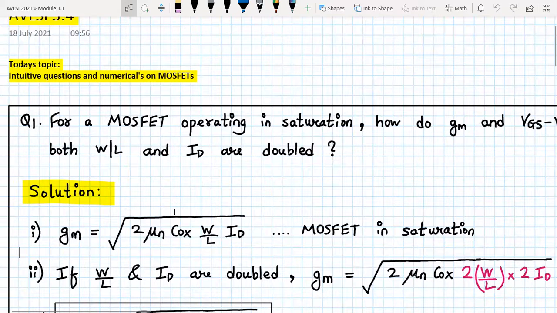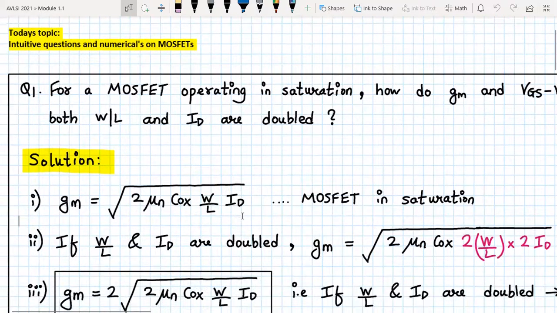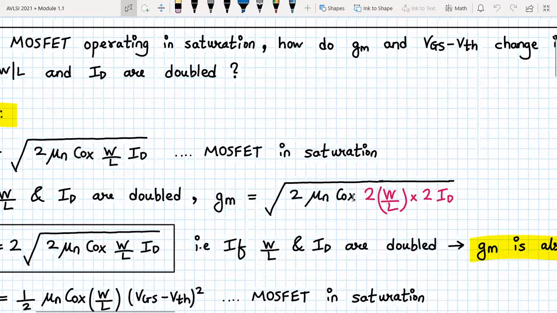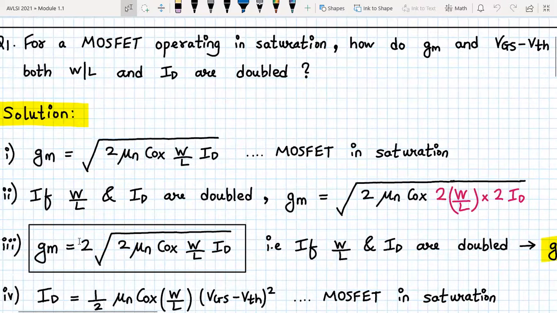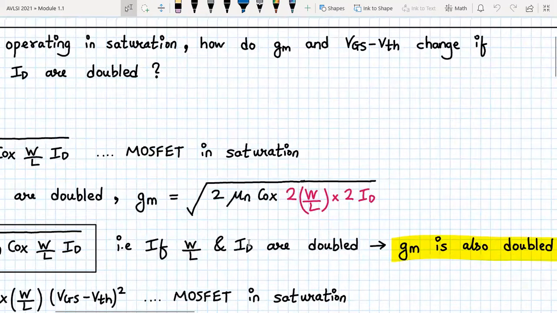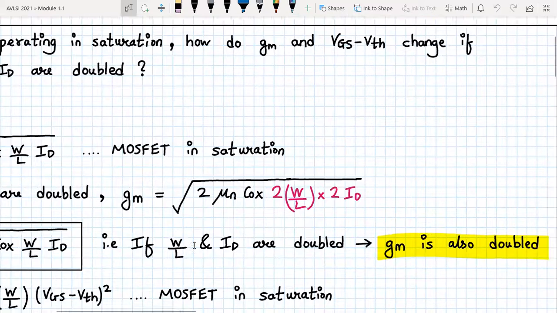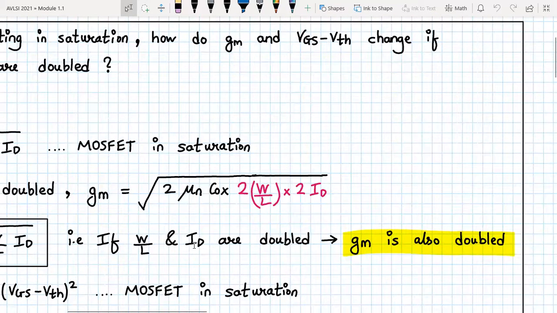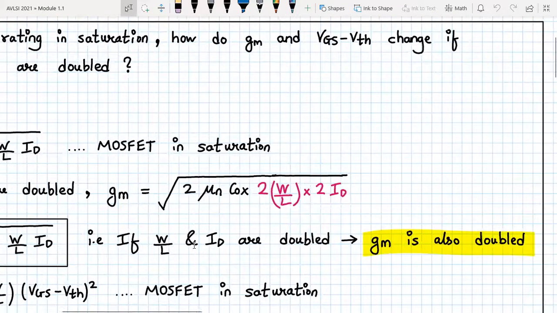if W by L and ID values are doubled? Now, the gm value in saturation is given by the formula square root of twice mu n Cox W by L into ID. So if both W by L and ID are doubled, what will happen to the gm expression? You will have 2 over here, 2 over here, so square root of 4, that is twice. So gm will be twice the original value. So we can write, if W by L and ID are doubled, gm is also doubled. Okay, let's come to the second part.